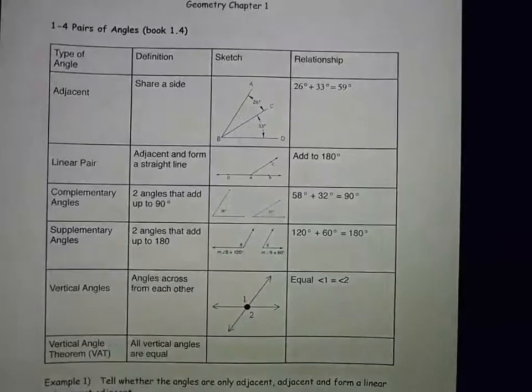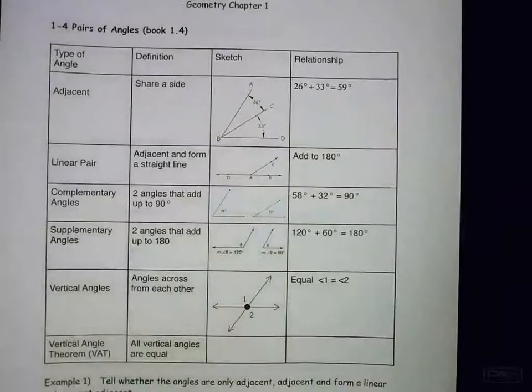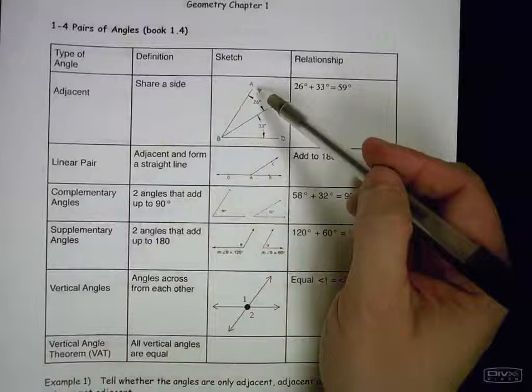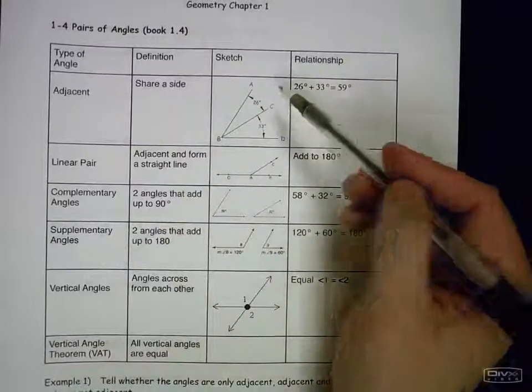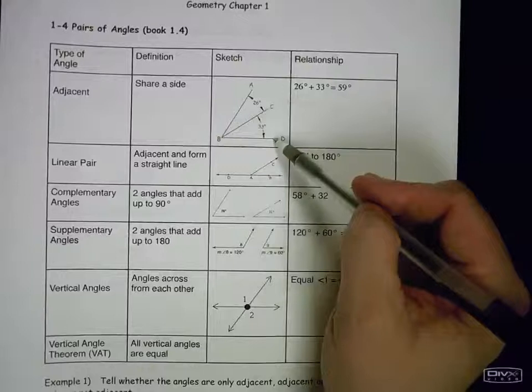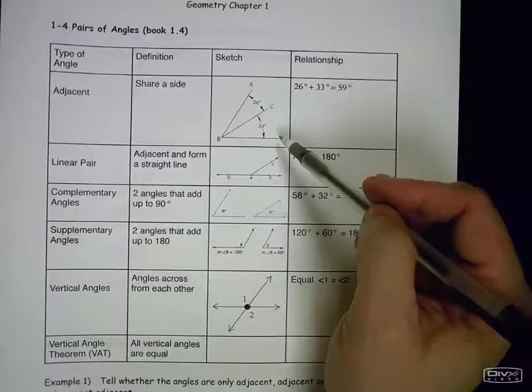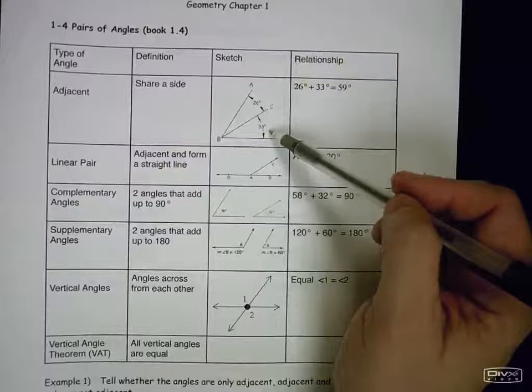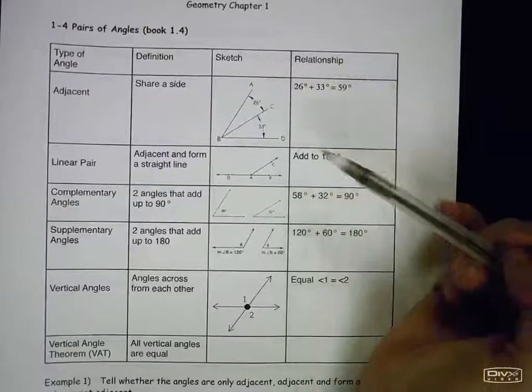Chapter 1, Section 4, we look at pairs of angles. First of all, if angles are adjacent, they share a side. So this is the first angle, ABC. It is adjacent, or right next to, angle CBD. And the size of these doesn't matter. If you take the first one plus the second one, it equals the whole big angle.